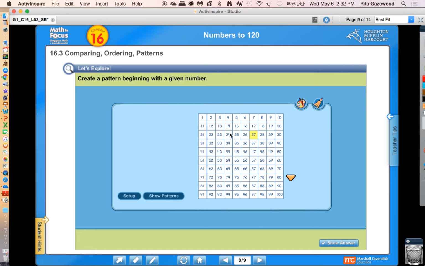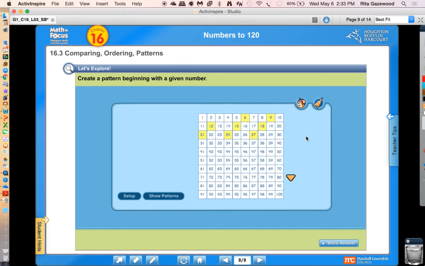1, 2, 3, tap. 1, 2, 3, tap. So we're counting backwards. 27, 24, 21, 18, 15, 12, 9, 6. Notice there's 2 in between.